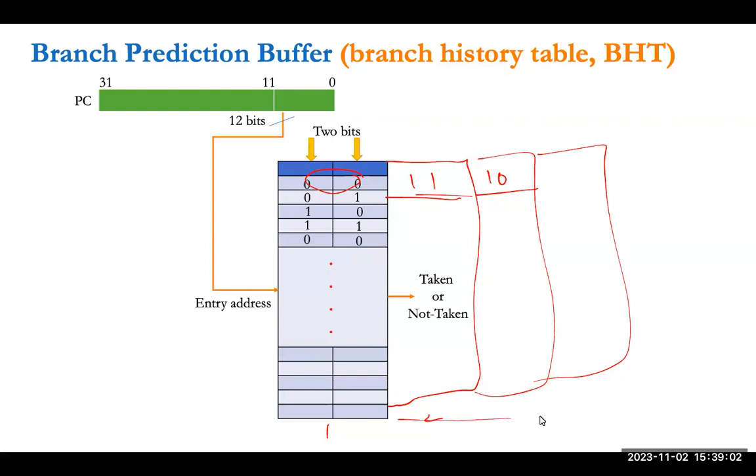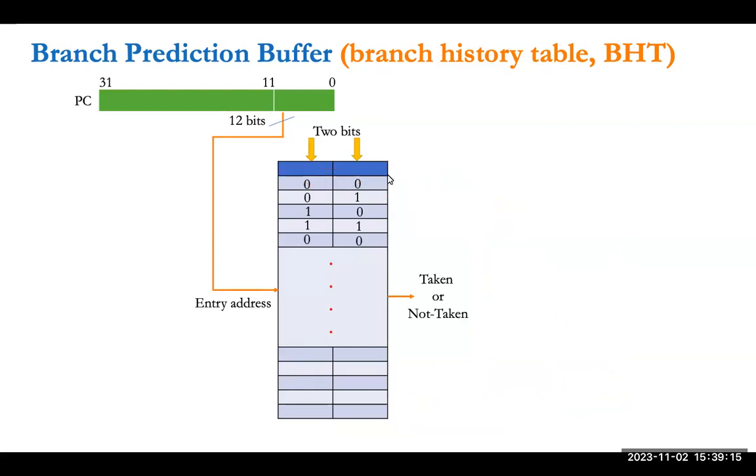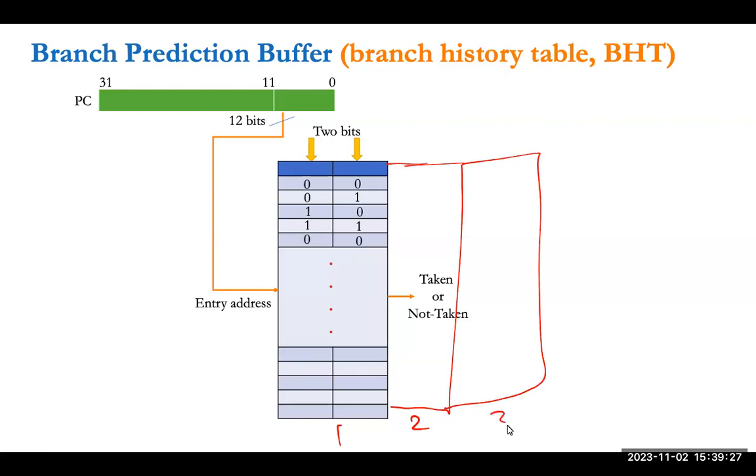So this entire thing is known as your branch history table. In our previous example, every iteration runs 4 times, so there will be 4 2-bit saturating counters in that branch history table. This is one, and this is similar to this. Another counter will be there for the second iteration, and another iteration will be there.